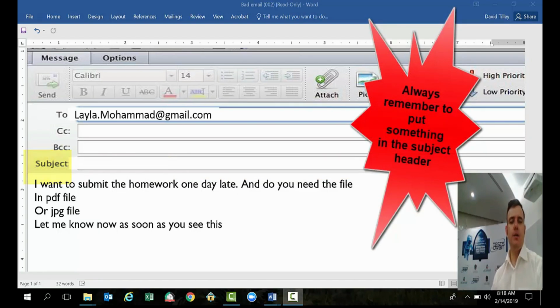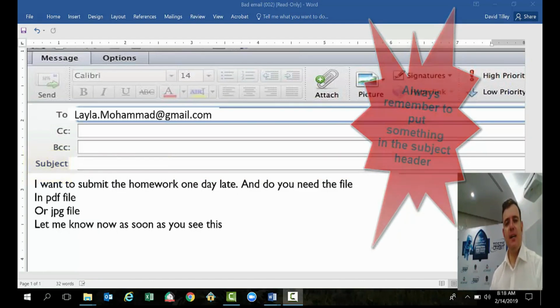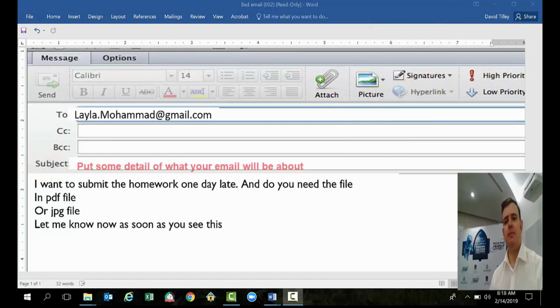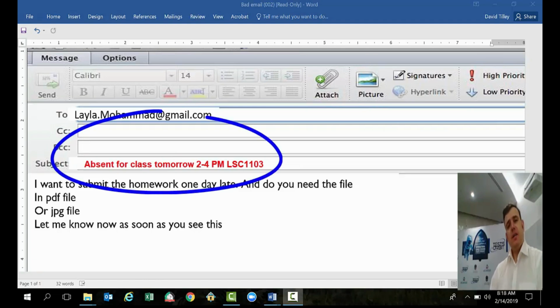For example, you could put some detail of what the email is going to be about. You could say, going to be absent for class tomorrow, then put the time of the class and put the class code or the class subject. So then the reader knows exactly what your email is going to be about, right?